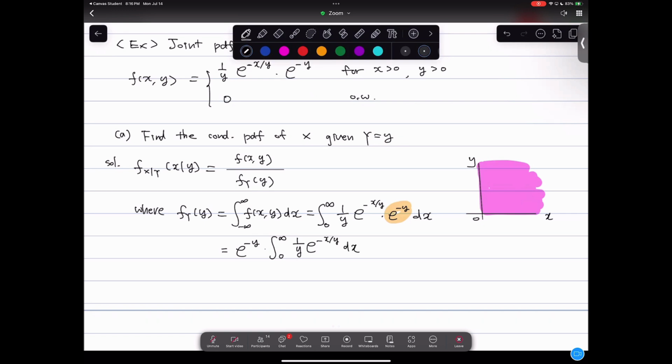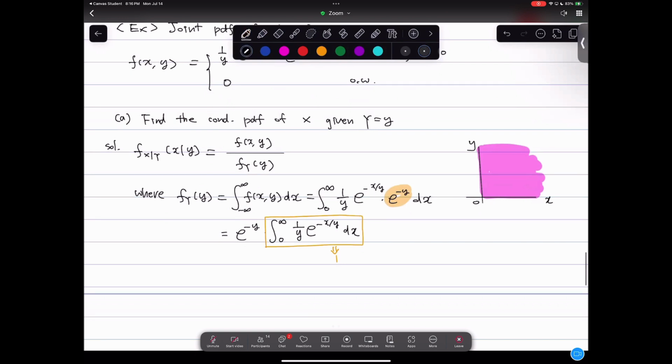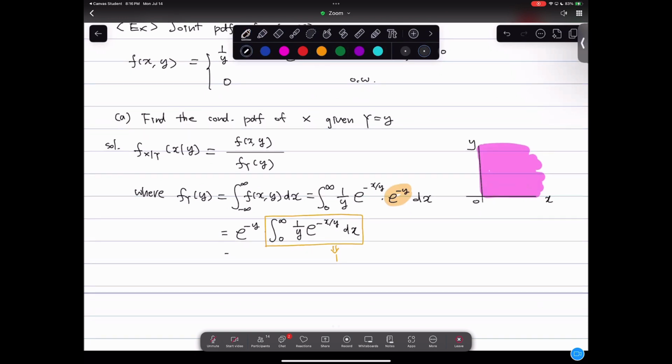If you do some work on your own, this whole integration will be 1. So I'll let you do that. If you do that, that's going to be 1, which means your marginal PDF of y equals e to the power of negative y. So now I'm ready. Let's go back to my definition.